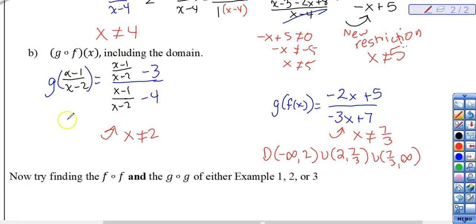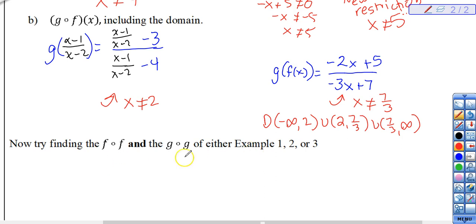Okay, so here was plugging the information in, and then here is the answer. You didn't do the in-between work. If you can't get the in-between work, go back and do it again. Also finish up this problem by choosing either example 1, 2, or 3, and do the f of f and the g of g. Thank you for watching.